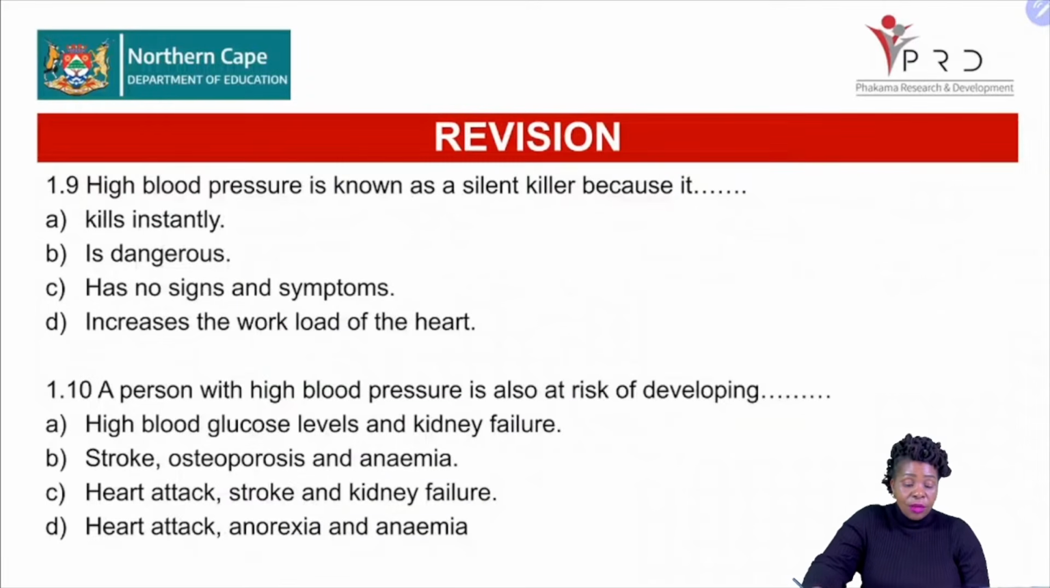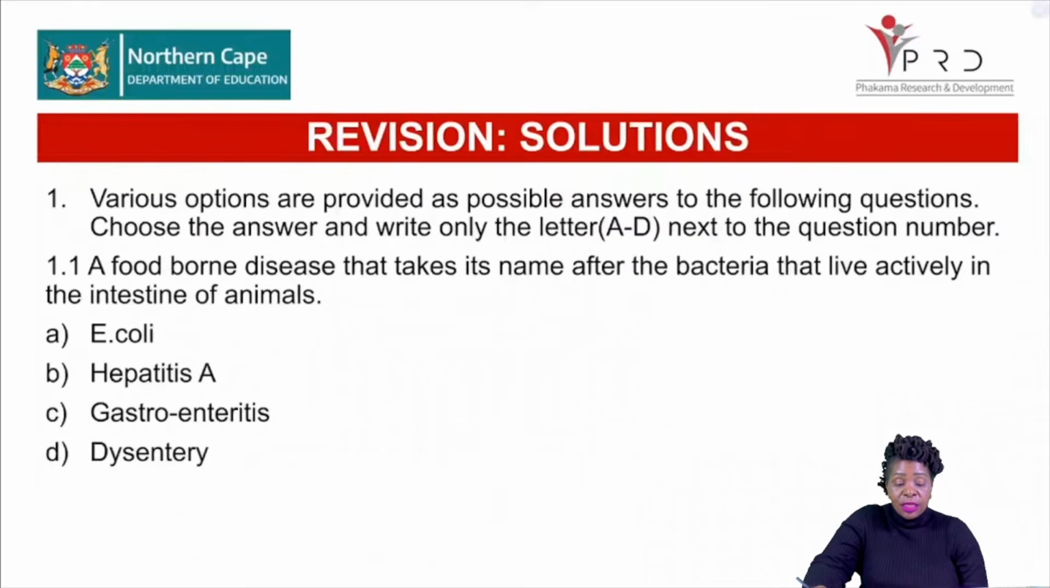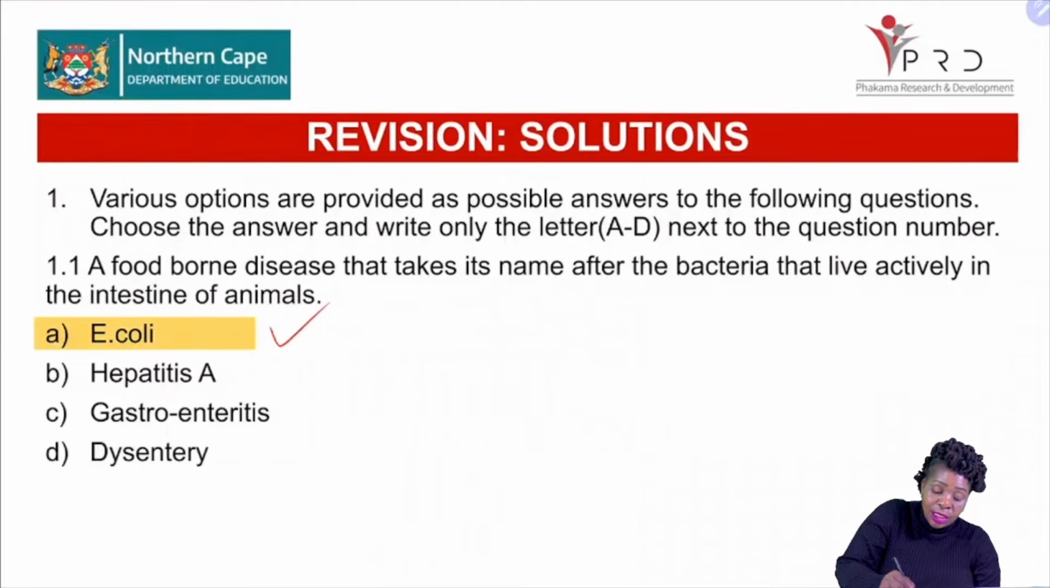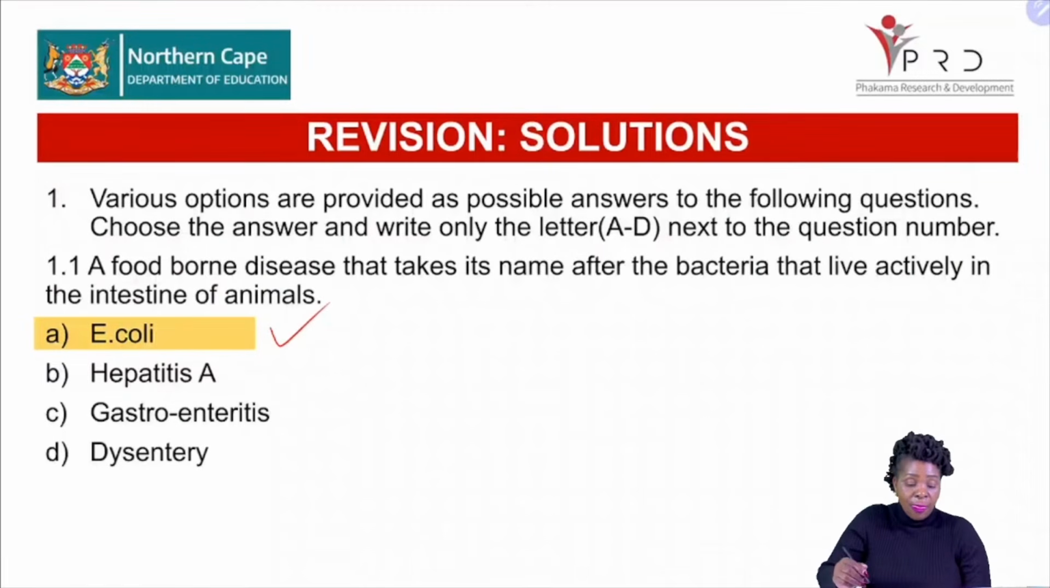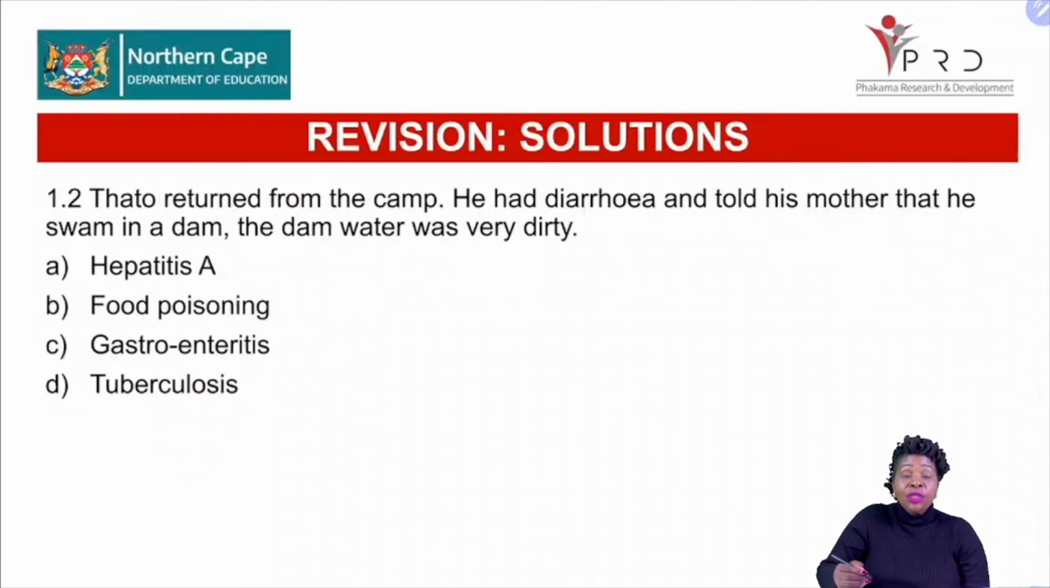Right, we're done with 1.9 and 1.10, and then we go to the solutions for our multiple choice questions. Let's start with number 1. Says a foodborne disease that takes its name after the bacteria that live actively in the intestines of animals is called E. coli. So our answer there is A, it's E. coli.